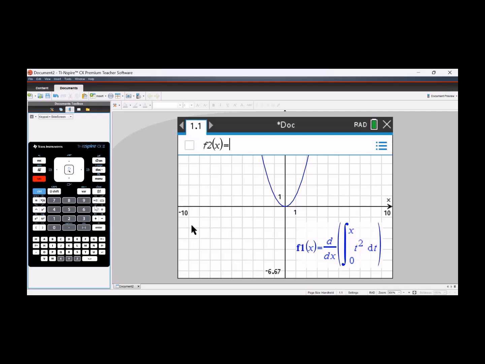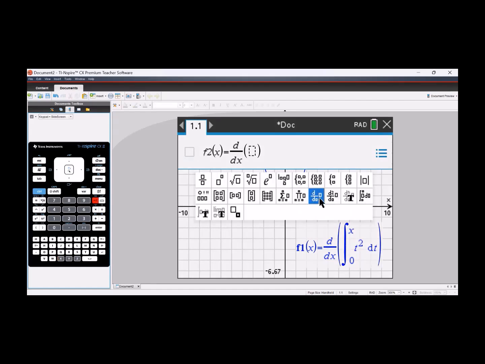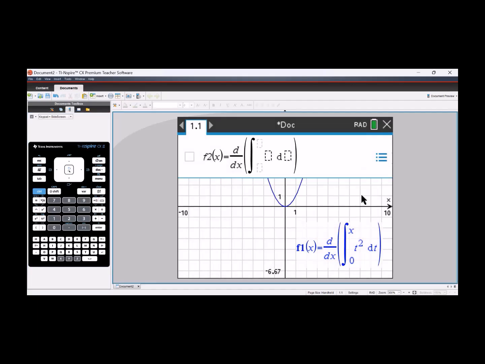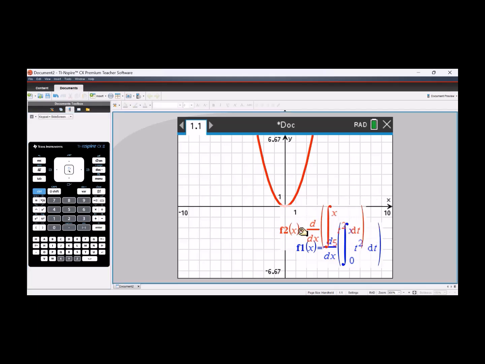Now I'm going to go again, my template key, my derivative with respect to x, tab of, and I'm going to use my template key. I'm using the integral this time, and now my lower limit is 5, tab, we're going to x, tab of, our function was t squared, tab, dt, and we hit enter, and lo and behold, they're the exact same functions. So changing that constant as the lower limit does not affect the value of the derivative of the integral.